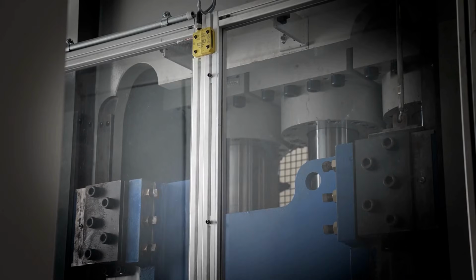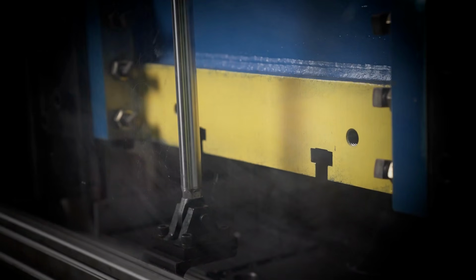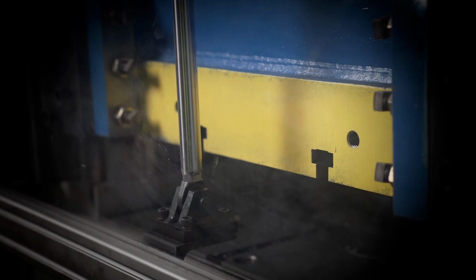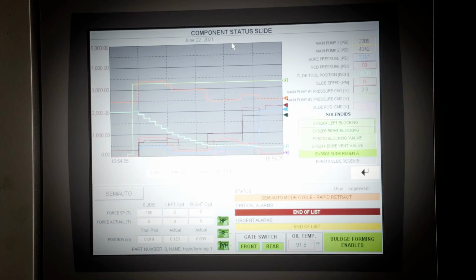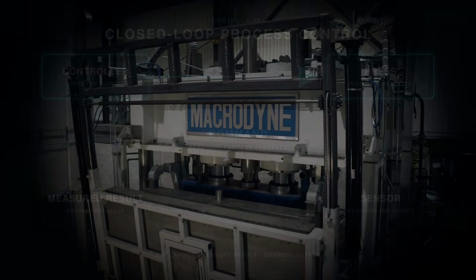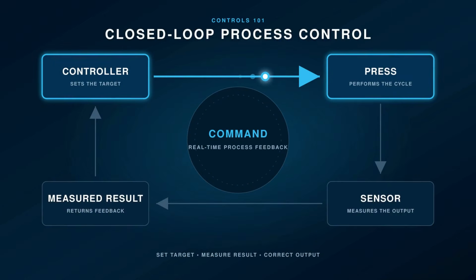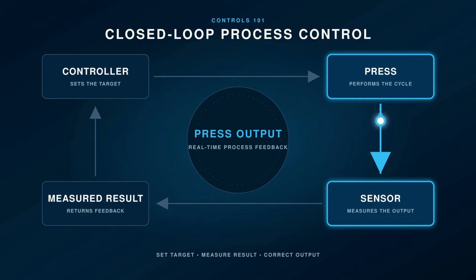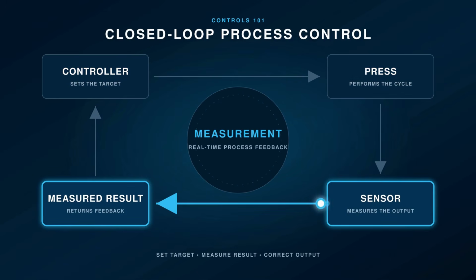A press can be programmed to reach a specific force, position, speed, pressure, or temperature. But requesting a value doesn't guarantee the press is actually achieving it. Closed-loop process control closes that gap by measuring what is happening and correcting the process in real time.